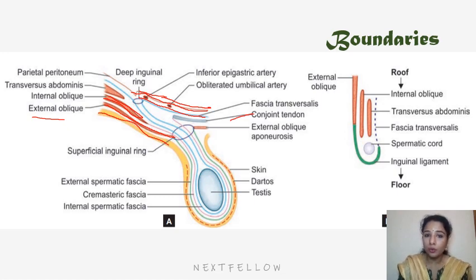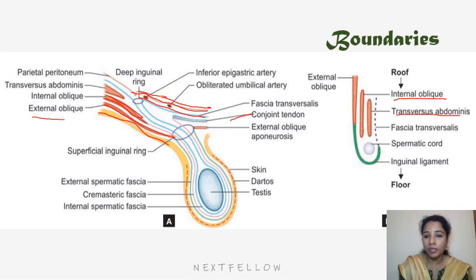Next, moving on to the roof of the inguinal canal, it is formed by the arched fibers of internal oblique muscle. Here is a schematic image showing the sagittal section. The roof is formed by the arched fibers of internal oblique muscle, and also transversus abdominis muscle. So these two muscles will form the roof of the inguinal canal.